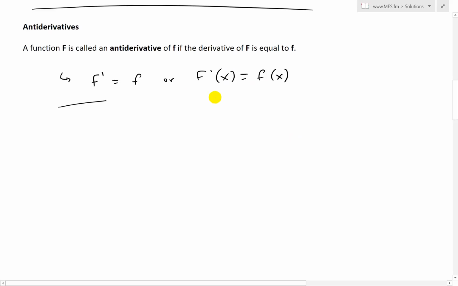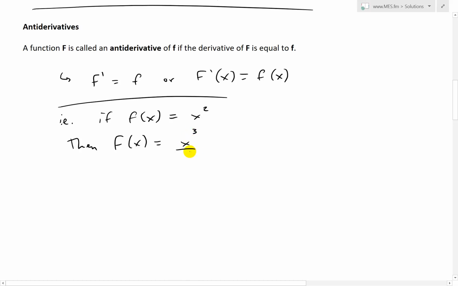In a quick example, just again to recap, if f of x equals x squared, then capital F of x equals x cubed over 3 is an antiderivative of f.